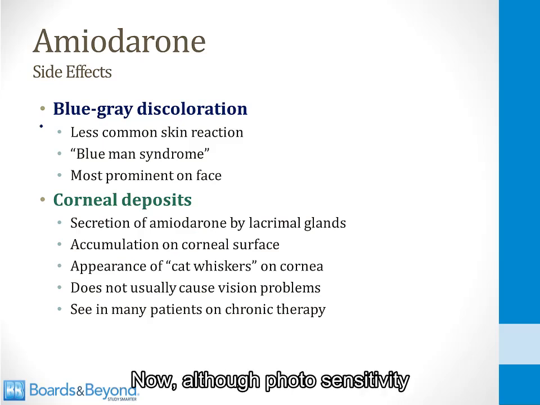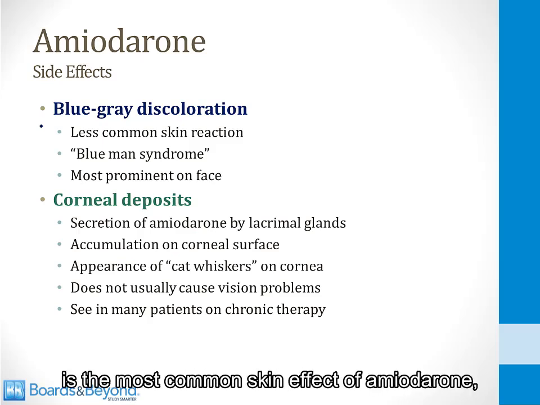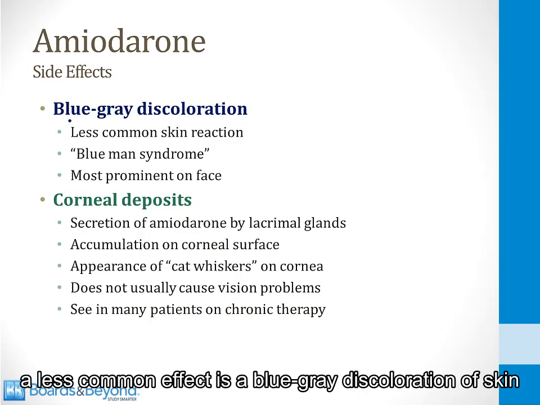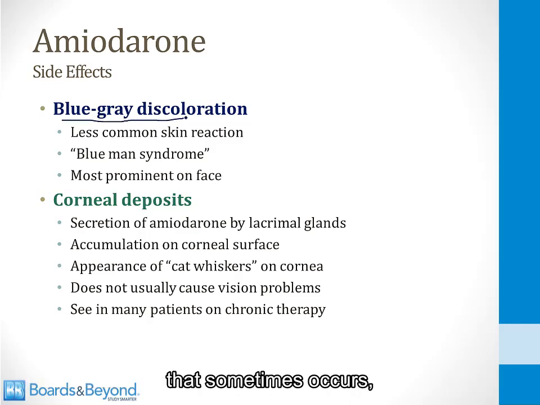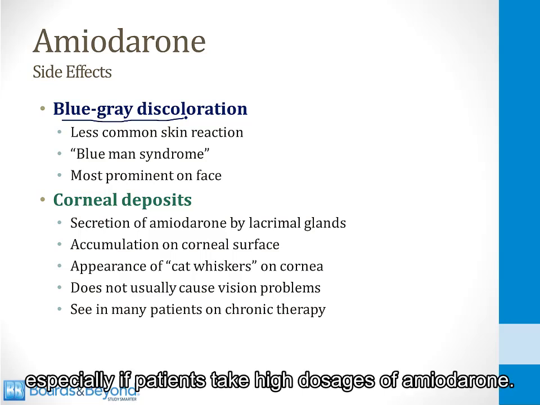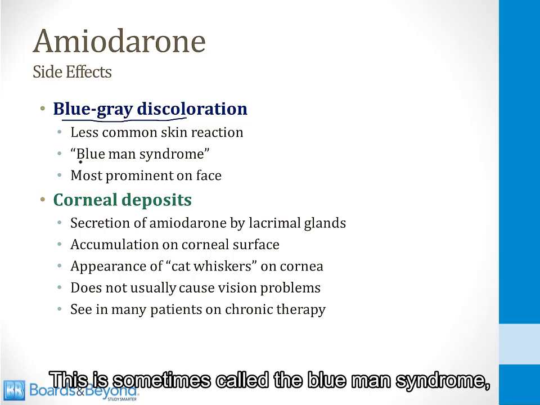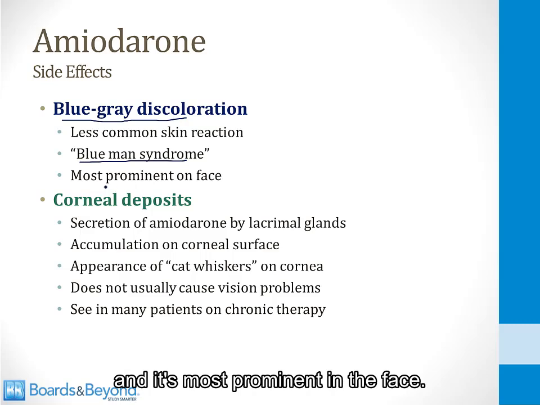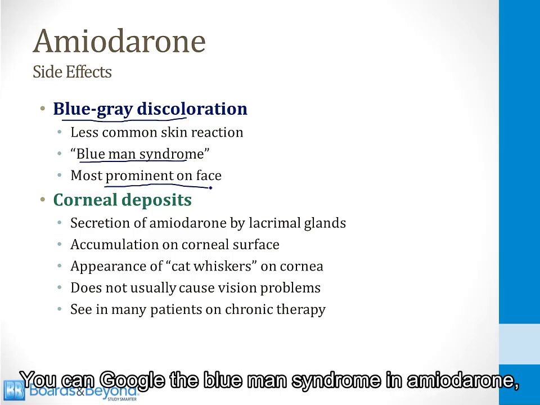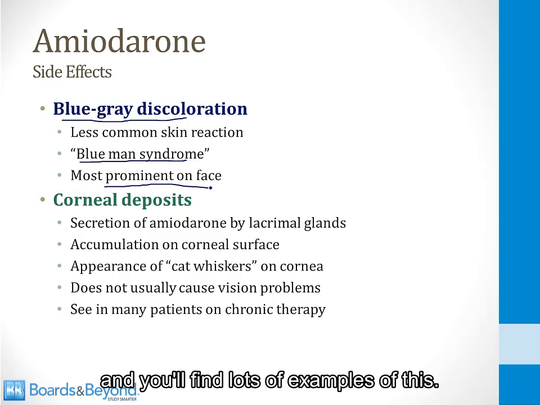Now, although photosensitivity is the most common skin effect of amiodarone, a less common effect is a blue-gray discoloration of the skin that sometimes occurs, especially if patients take high dosages of amiodarone. This is sometimes called the blue man syndrome, and it's most prominent in the face. You can Google the blue man syndrome in amiodarone, and you'll find lots of examples of this.